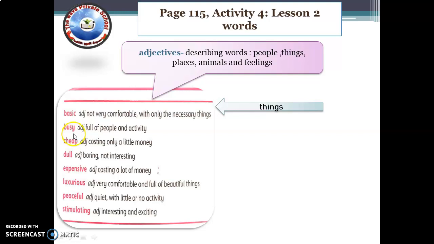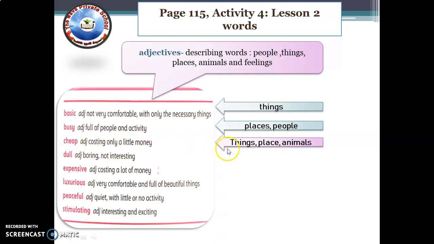Now, busy: full of people and activity, meaning when people are doing a lot of things. That is describing places, like this is a busy school, or the school is busy, or people, the students are busy doing their project. Next is cheap, costing only a little money. When you buy something and it doesn't cost you much, meaning it's cheap, or the thing you buy is cheap. So it can describe things, places, or animals.